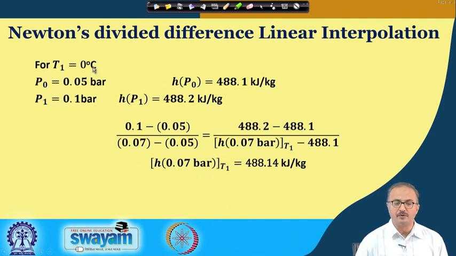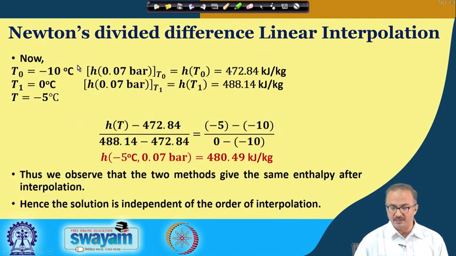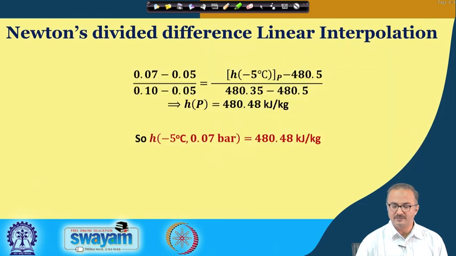Now, we go for the 0 degree centigrade, and again we adopt the same method, and we get the value of the enthalpy at this 0.07 bar at 0 degree centigrade. Now, with these two values, we interpolate with respect to temperature to get the value of the enthalpy at minus 5 degree centigrade. Now, you can see that this particular value, which is the value we wanted to have, and this value are almost the same.